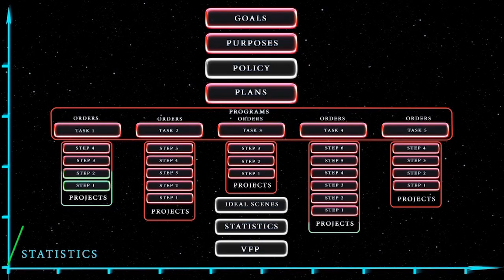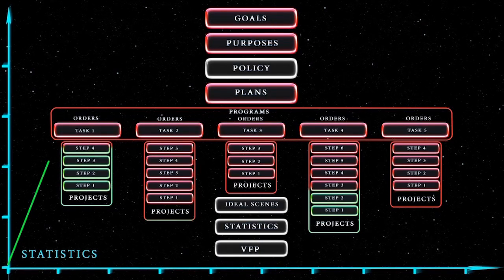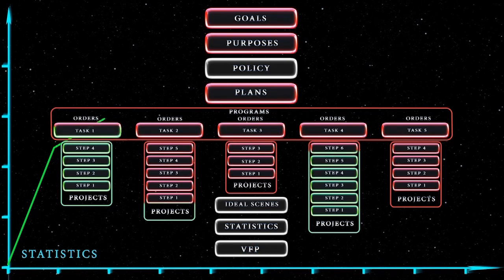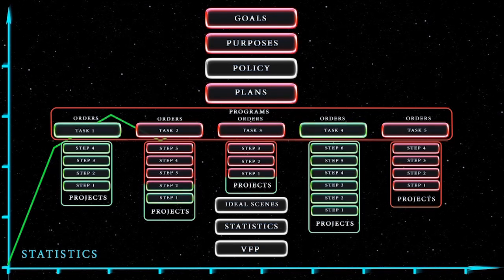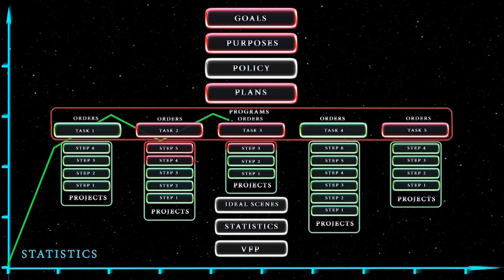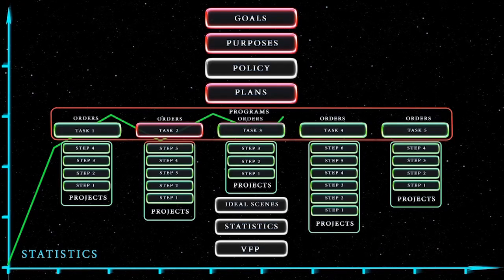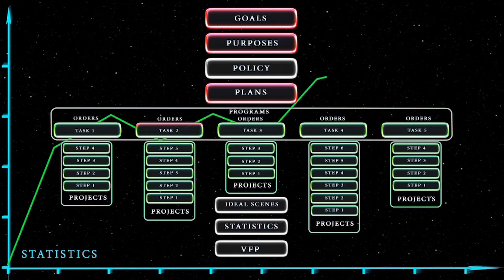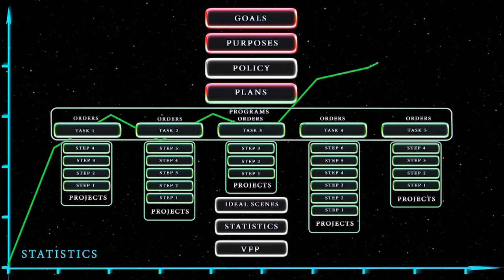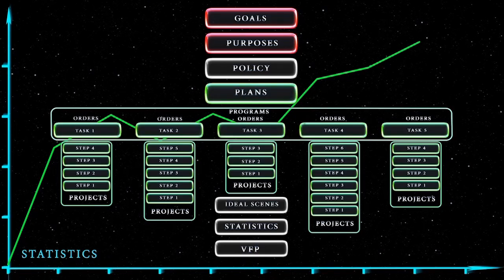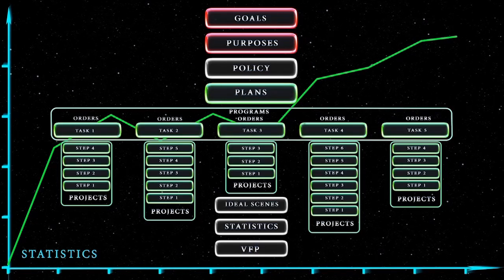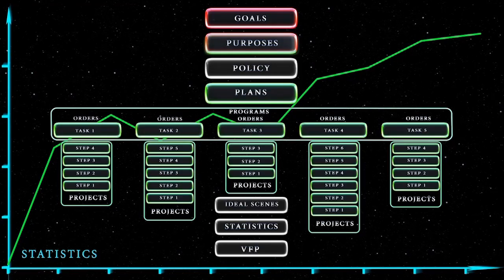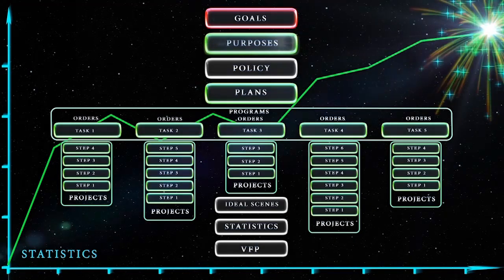So, we want to create the ideal scene, or move closer toward the ideal scene, and so we will need to produce our valuable final products and measure our production with the use of statistics. Step by step, completing every project, we complete the targets, and then we achieve our purpose by accomplishing our strategic plan. And this is done in a specified period of time.